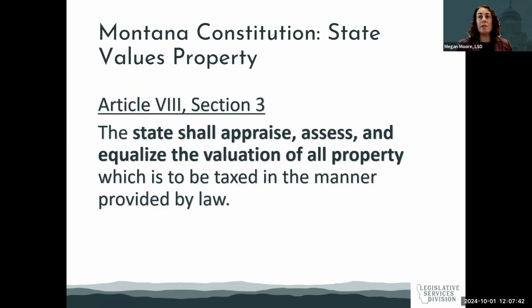The Montana Constitution requires that the state value property. This is in Article 8, Section 3, and it says that the state shall appraise, assess, and equalize the valuation of all property, which is to be taxed in the manner provided by law. Now, this was a change that went into effect when we adopted the 1972 Constitution, and before that time, property was valued at the county level.